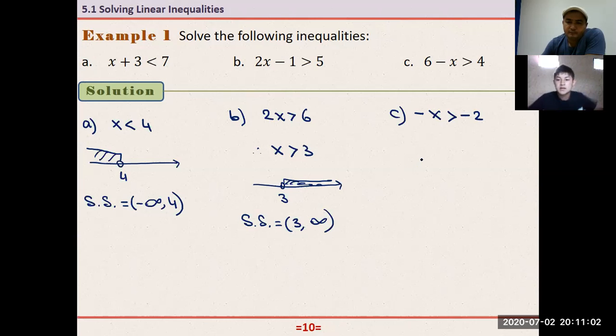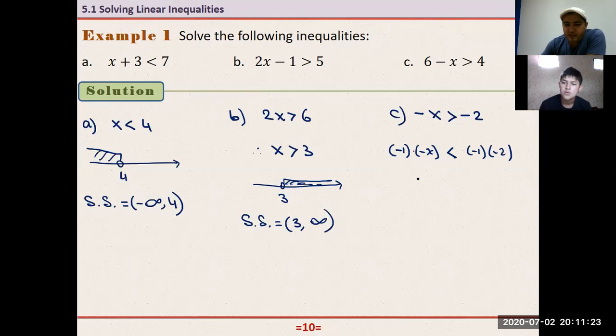X. We should multiply both sides by negative 1, right? So I should multiply by negative 1 times negative x. Here we have negative 1 times negative 2. Since I multiply by a negative number, we need to change this inequality sign. So here we have less than now. So you should be careful here.